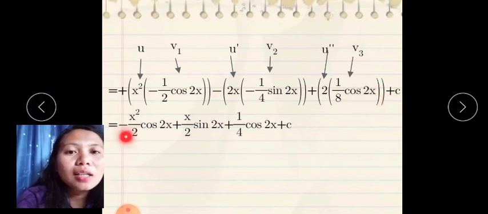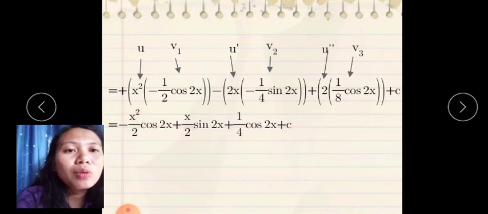So, the result is negative x squared over 2 cosine 2x plus x over 2 sine 2x plus 1/4 cosine 2x plus c. So, this is the final answer of example number 1.